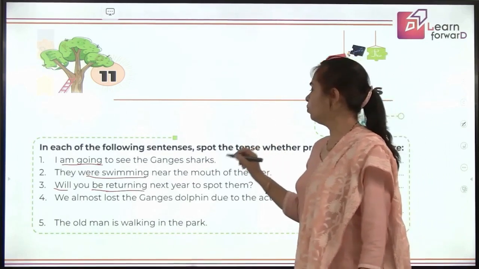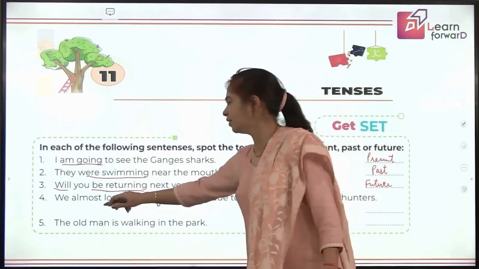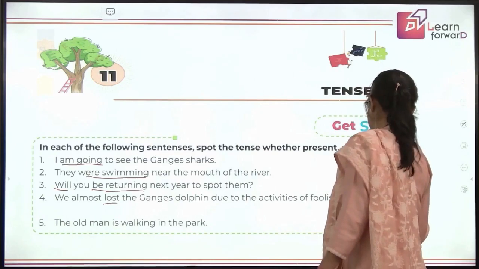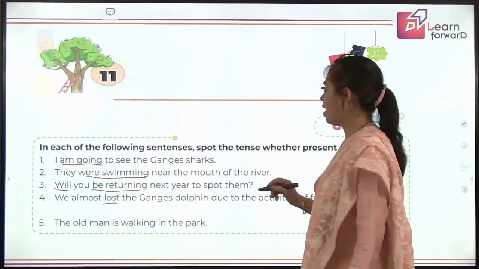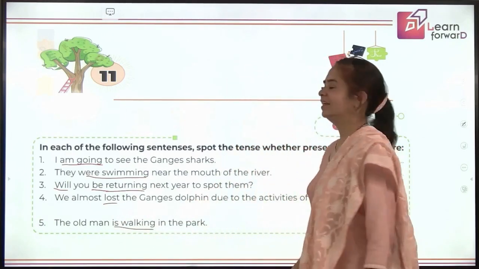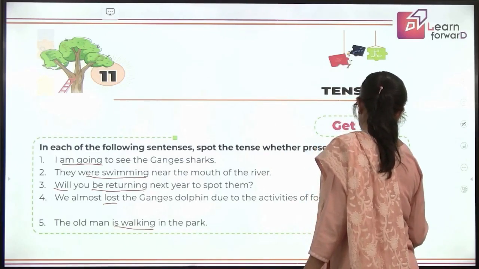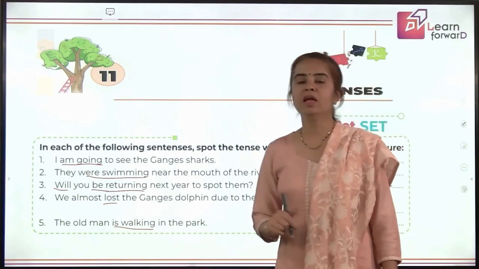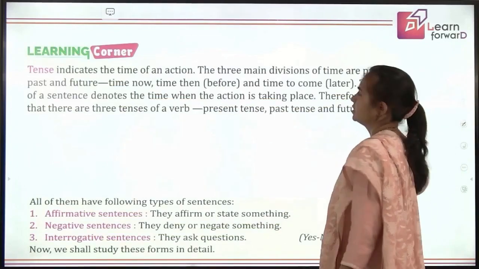Next, we almost lost the Ganges dolphin due to the activities of foolish hunters. What is it? Yes, that is the past tense. Good. And the last is, the old man is walking in the park. So which tense is it again? Good. That is again present, because is, am. I told you the be forms. Is, am is the present form. That's wonderful. Now, after just a recollection of your past learning, let's get started.